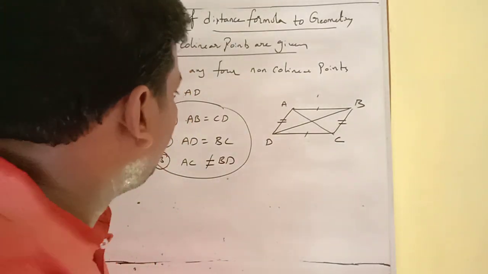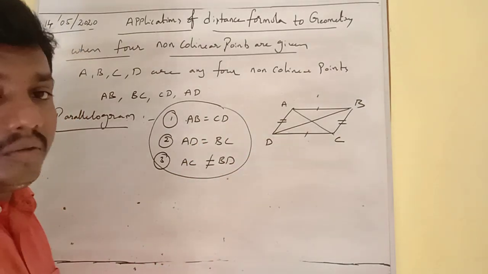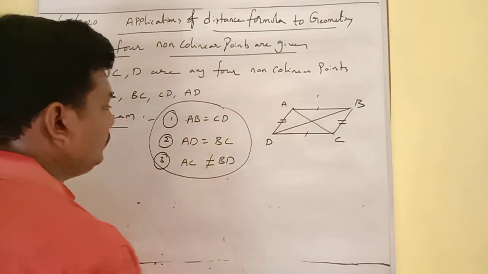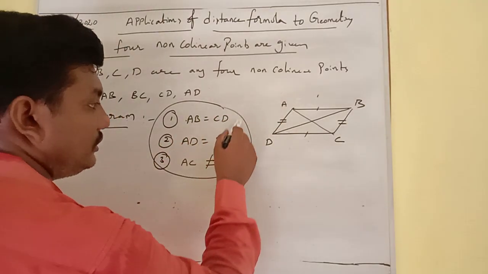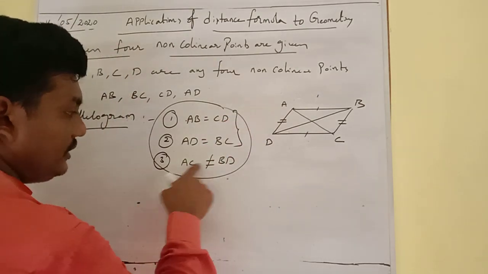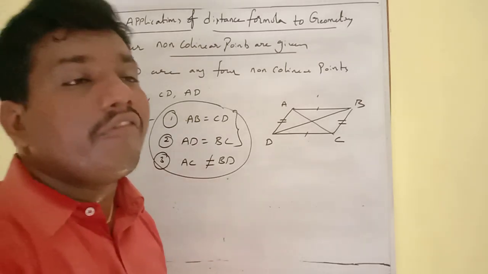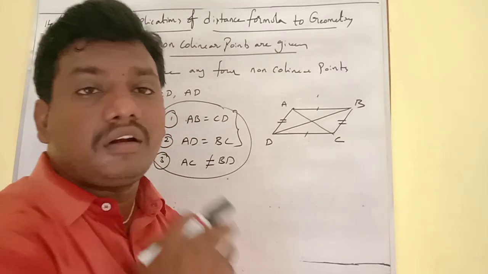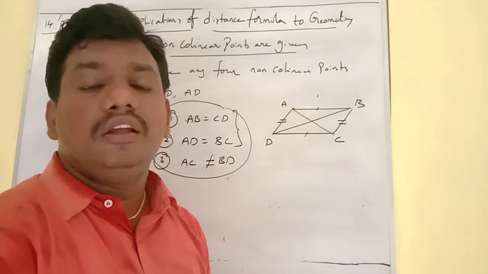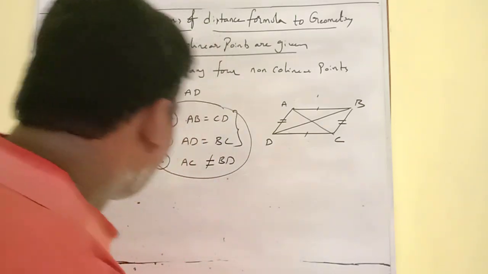So these are the conditions of a parallelogram based on the distance formula. Based on the distance formula, we can find whether a given quadrilateral is a parallelogram or not. We have to find that opposite sides are equal and AD is equal to BC. These two are opposite sides, and this is a diagonal pair. So to check whether the given quadrilateral is a parallelogram or not, we have to find 6 distances, 4 sides and 2 diagonals. It is very important.